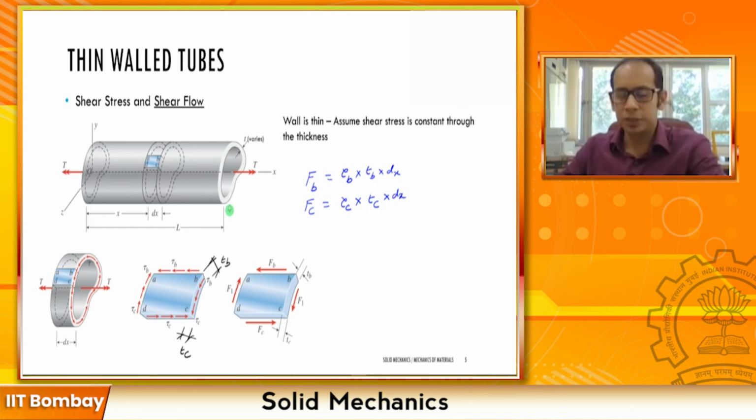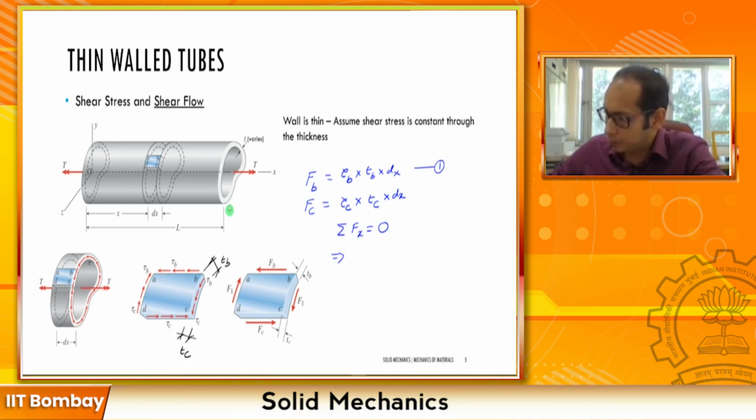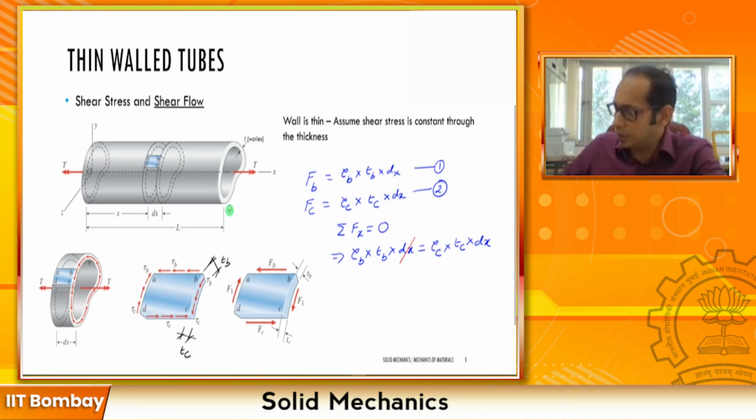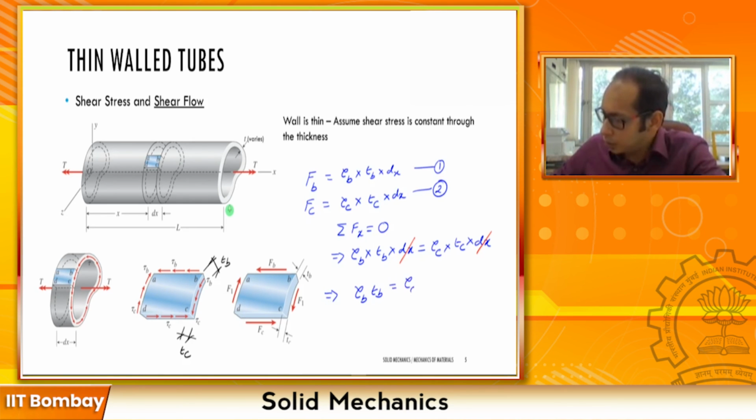Now, although I have written out these forces, I must satisfy equilibrium. My total FB, which is in the horizontal direction along the x direction, must be equal to FC. So if I go ahead and write that, from my summation of Fx equals 0, which is always valid, what I can write from these two equations 1 and 2 is that tau B times TB times dx must be equal to tau C times TC times dx, right? So here my dx and dx cancel out. So eventually I end up with a relationship that is tau B times TB is equal to tau C times TC. Now what does this expression tell you?